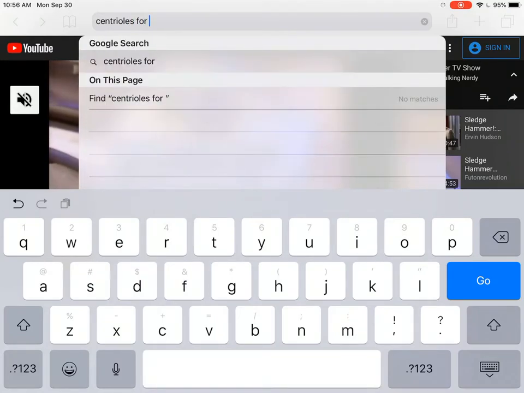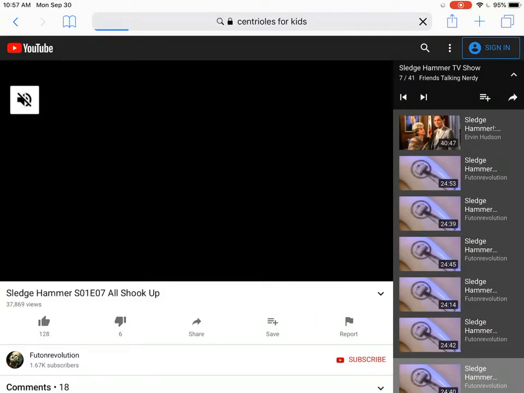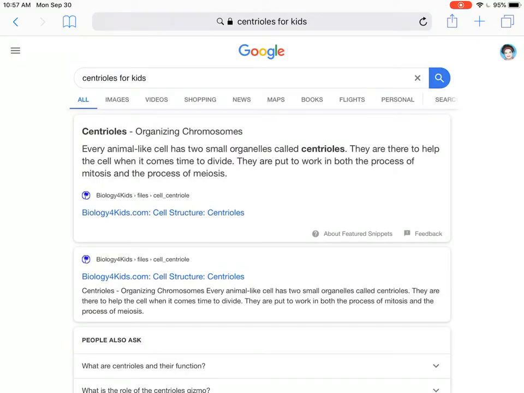For kids. If you can't get something to make sense to you, look for kids. Put that little phrase on there and it will help you simplify the definition. And there is nothing wrong with that. So look at this definition of centrioles. Every animal-like cell has two small organelles called centrioles. They are there to help the cell when it comes time to divide. They are put to work in both the process of mitosis and the process of meiosis.